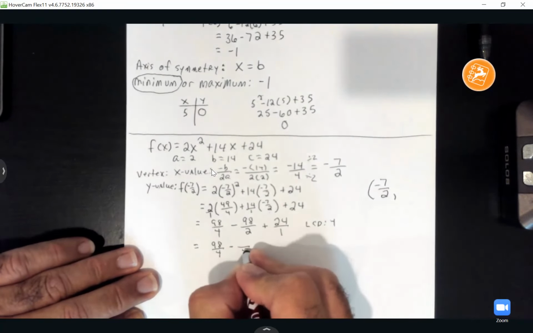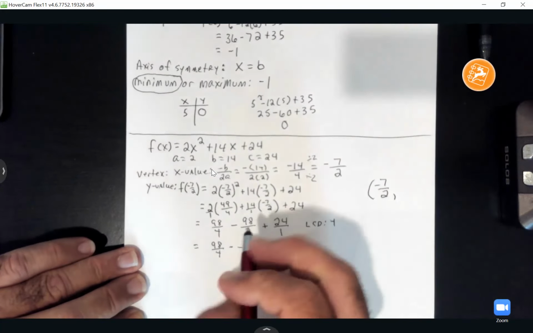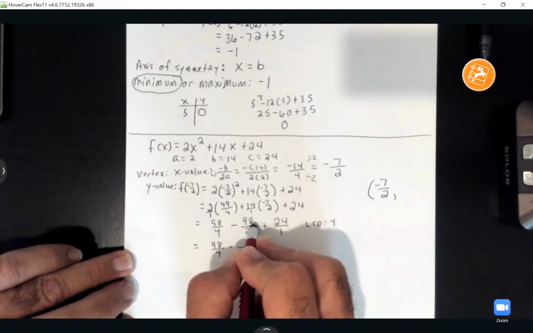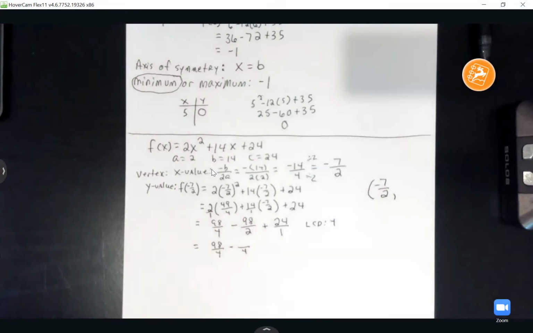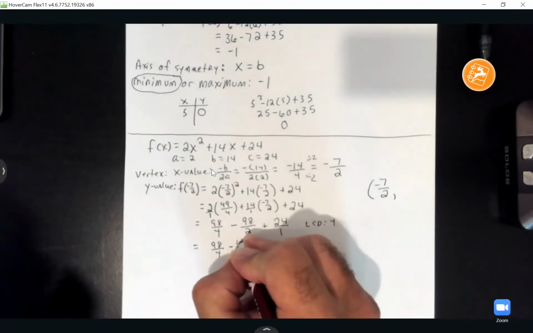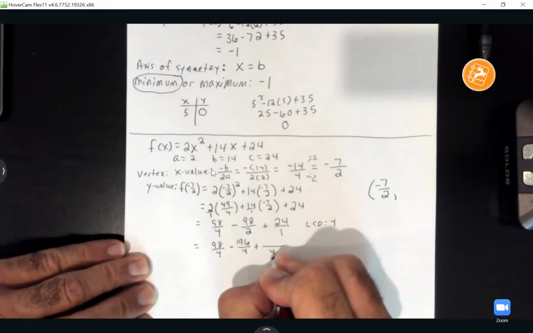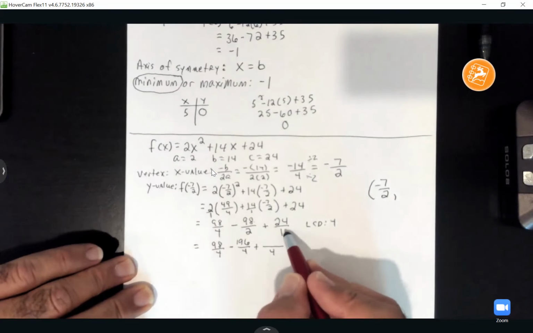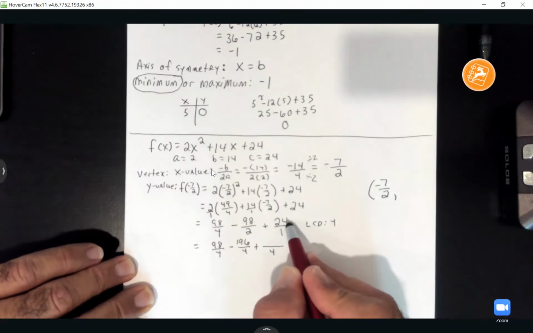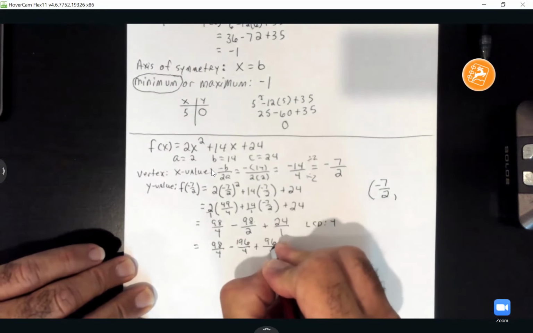So the next fraction, I need a 4 on the bottom. So to turn a 2 into a 4, I multiply by 2. 2 times 2 gives me 4. That means I need to multiply that 98 times 2 also. So y'all, let me see what that's going to give me. So that is 196. And then this last one, I need a 4 on the bottom of that one. So 1 times 4 is 4. 24 times 4 is 96.